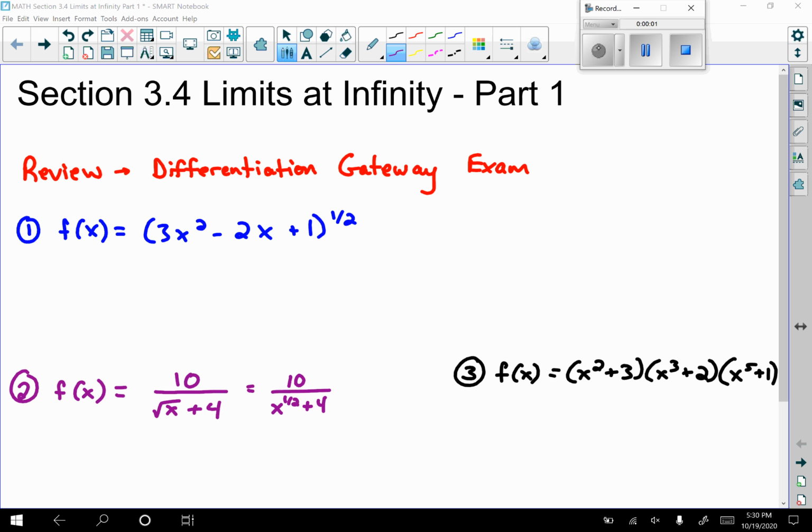In this lesson today, I am going to go over section 3 for the majority of this section. So I'm still going to break this into two parts, part 1, and then just several more examples will start us off for Thursday's lesson for part 2. Now, what I am going to have you guys work on in class as well is to review for the differentiation gateway exam coming up next week.